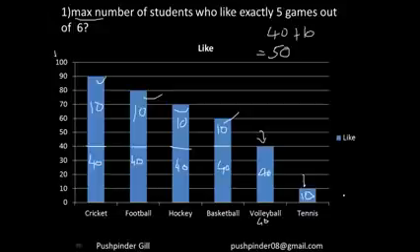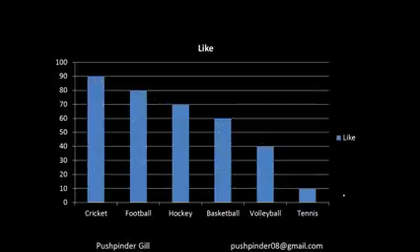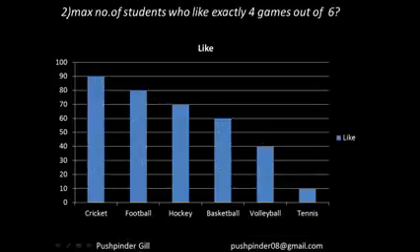Let's try to use the same approach in our next question. In this question we have to find the maximum number of students who like exactly 4 out of 6 games. So whenever you have to find exactly 4 out of 6 games, you start from the 4th thing from the top, that is basketball. So you start with basketball. In basketball there are 60 people, right?